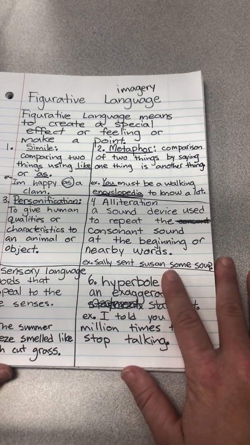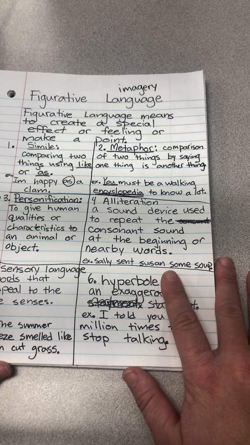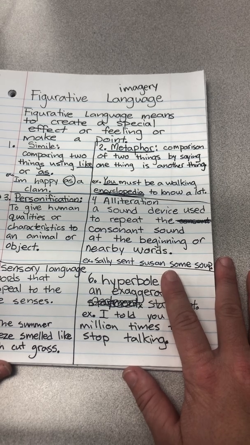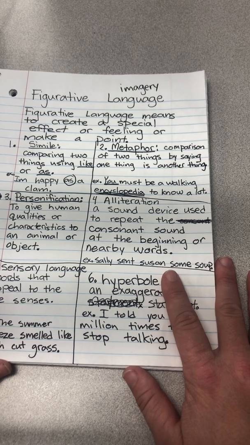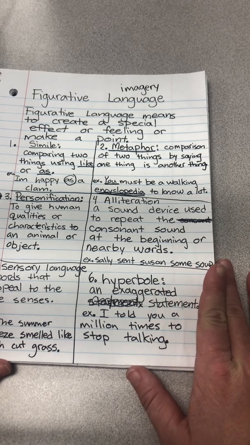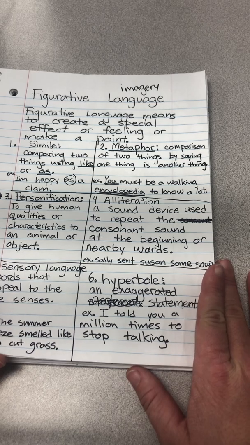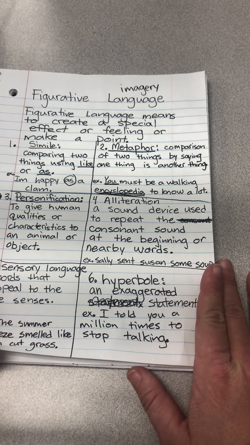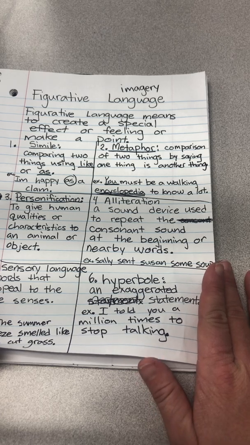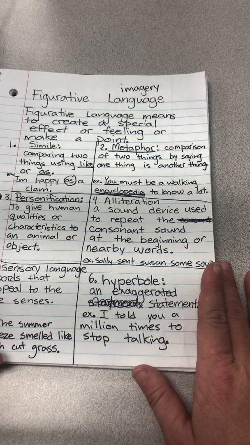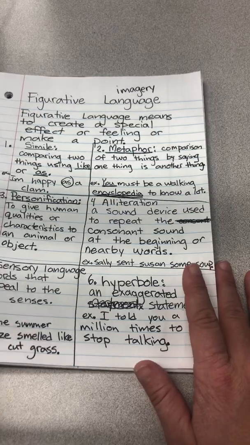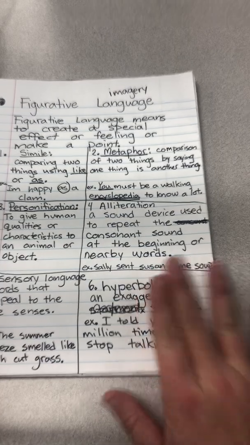Sensory language are words that appeal to the senses. Imagery, that's another way of saying sensory language. And then we have hyperbole, which is an exaggeration. I told you a million times to stop talking. I probably told you about that many times, but have I told you probably a million? Probably not. So that is figurative language.